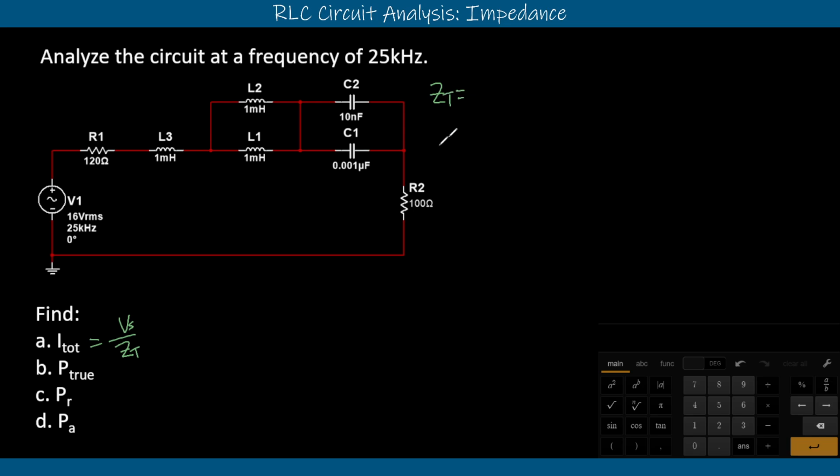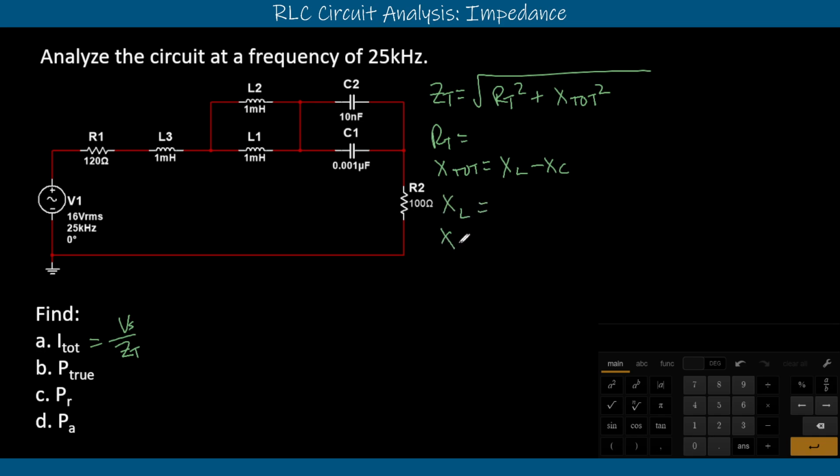ZT is equal to, and that requires the knowledge of our total RT squared, and we will add that to our X total squared. Right, so now we need to figure out what those two are. We need to find RT so that we can plug it in here. We know we got two resistors here, and so we'll have to figure out their relationship to each other. We also know that X total is equal to our XL minus our XC.